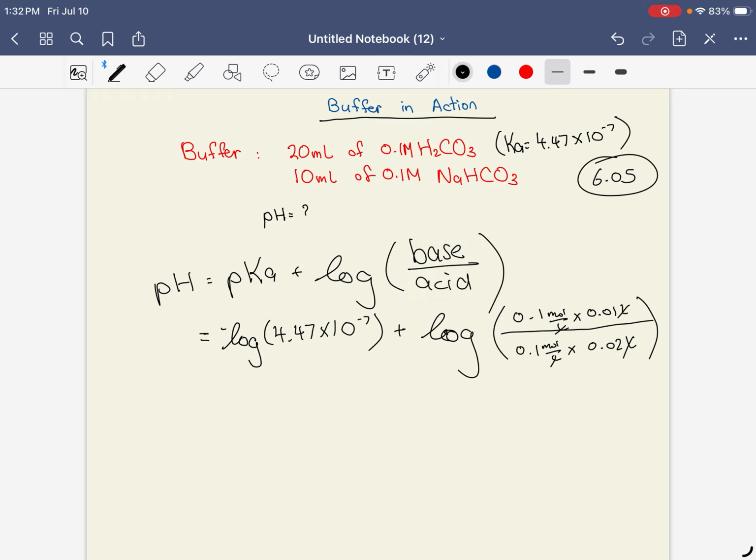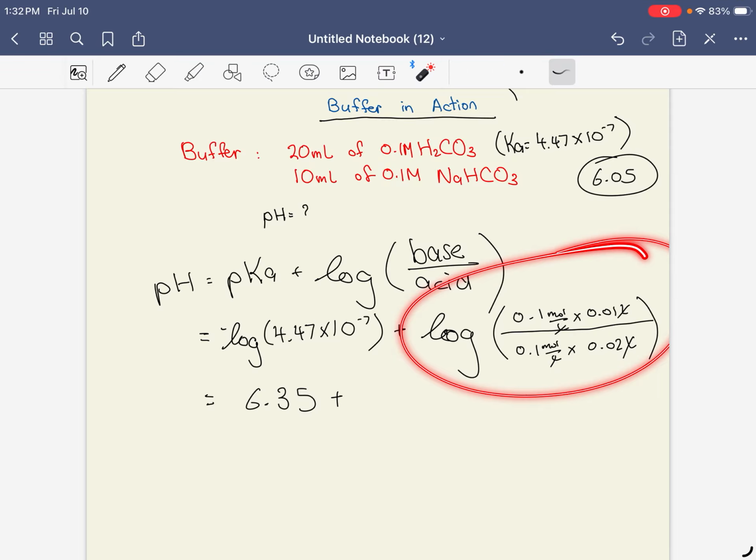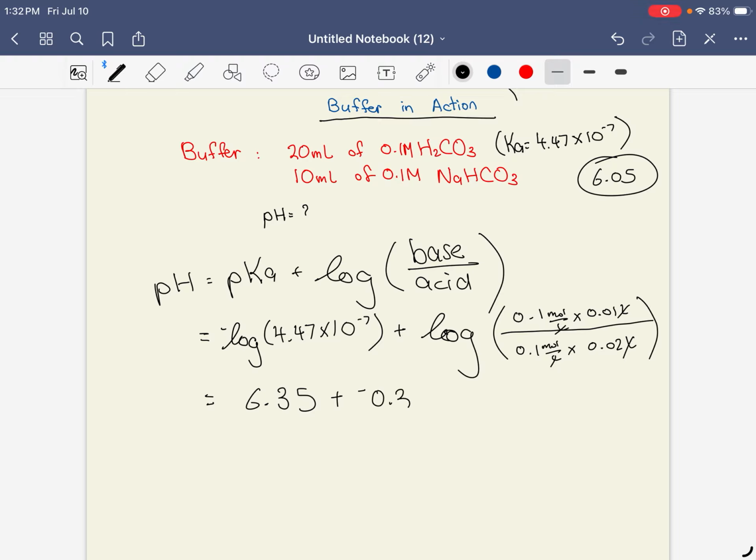Now, if you were to put all of these into your calculator, because you love your calculator, this negative log of 4.47 times 10 to the power of negative 7 is 6.35. Okay, the log of this mess right here is negative 0.3. And wow, you get the same number with what, a quarter of the work?